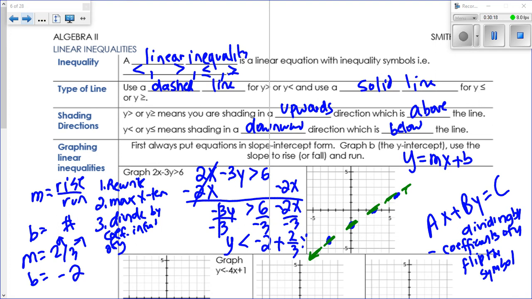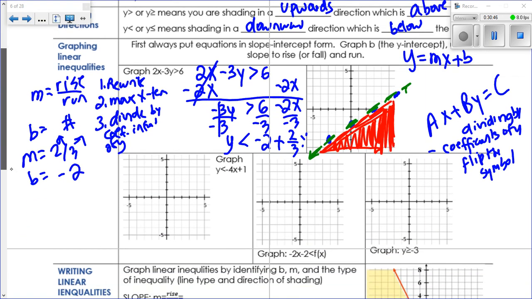Now, all my y values are less than, so that means I'm going to be shading in a downwards direction. I'm going to shade this way. So I shade in a downwards direction below the line, and there's my solution. Okay, so I'm going to graph the next one.